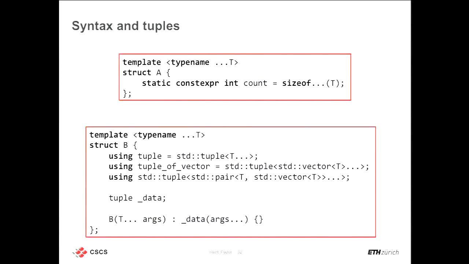There is a special case of this pattern expansion, like sizeof...(T), which gives the number of arguments. So for instance, here you can have a list of template arguments, and the count will be the number of arguments that you specified. So this is a kind of special sizeof.